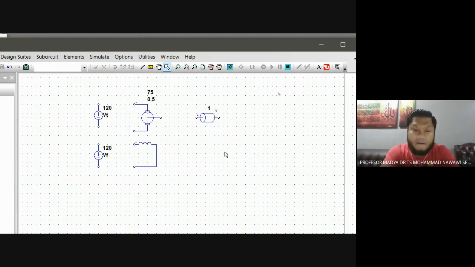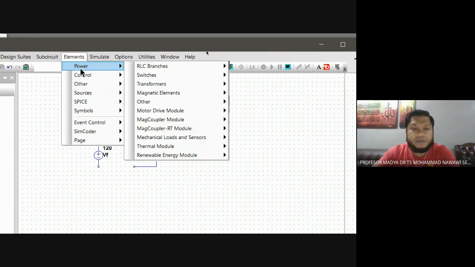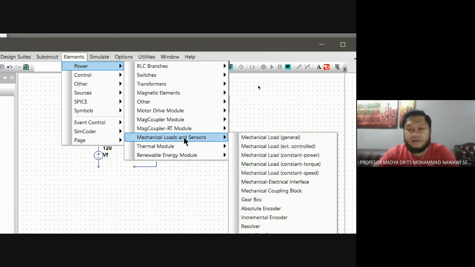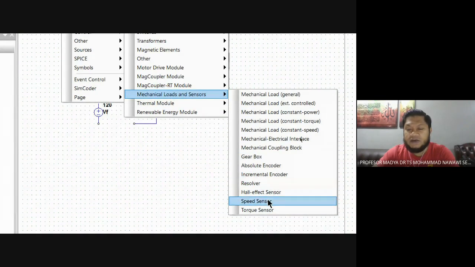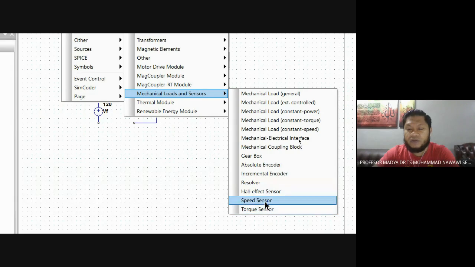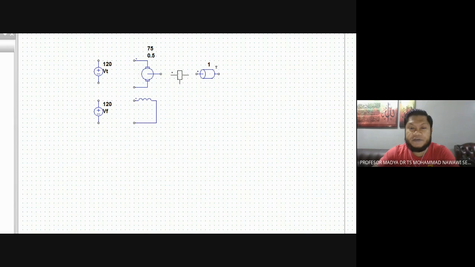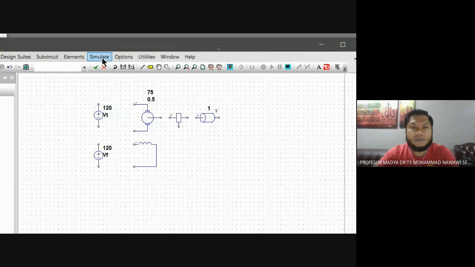Then we need to what? To have the sensor to look at the speed of the motor. So where is this sensor? Go to the elements again. Go to the power. Under the same mechanical load and sensor, then you have these sensors. There are a few sensors that you can choose. It can be speed sensor or torque sensor. So now we are more interested in the speed sensor. So you just click that speed sensor, and then connect all of that.